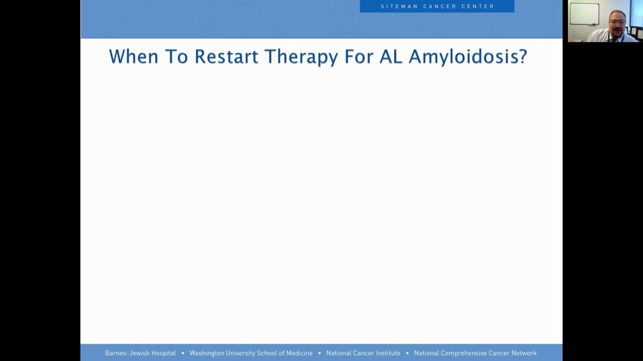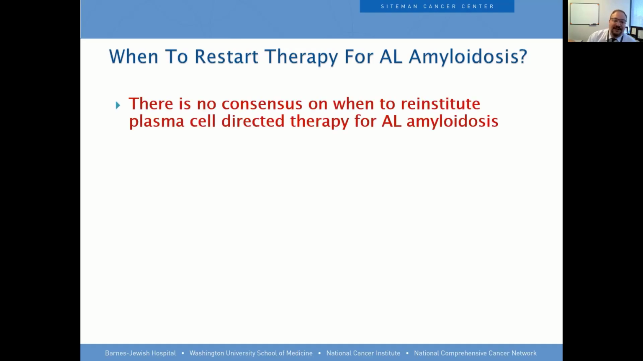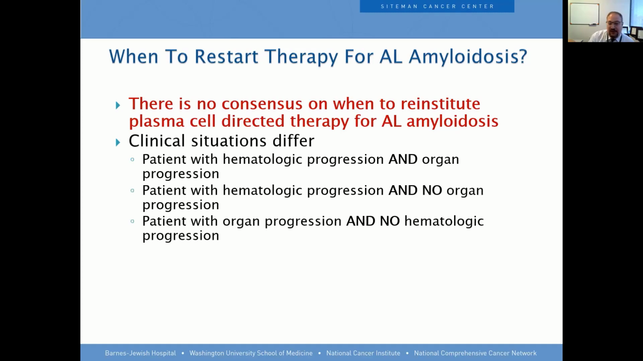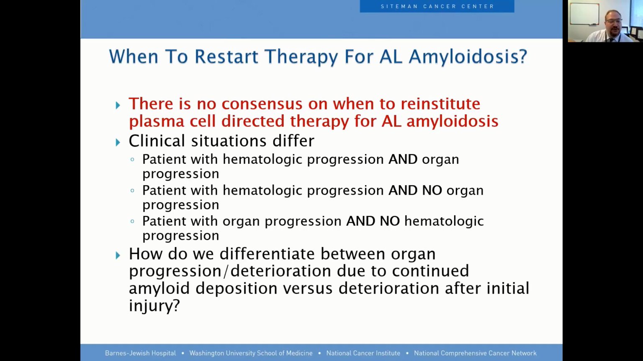And the answer to that is that there is not a clear consensus for when to do this. We have many different clinical situations. We have patients who present with hematologic progression but no organ progression, patients who have hematologic progression and organ progression, and then patients who have organ progression but remain hematologically in remission, even in complete remission. And the real question is, in these patients, how do we differentiate between organ progression and deterioration due to worsening amyloid deposition, or just deterioration of the organ after the initial injury?